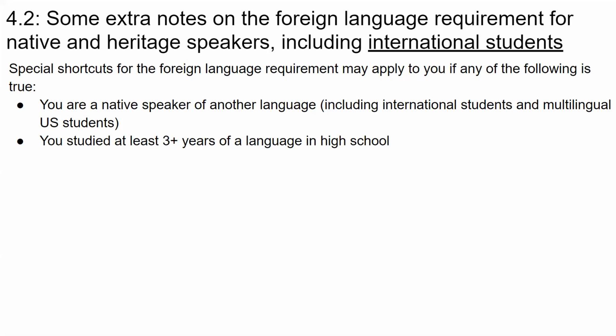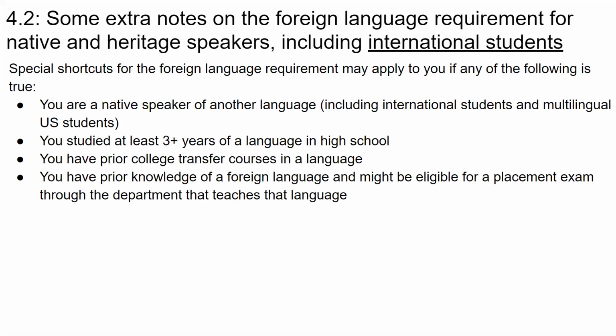If you studied at least 3 or more years of a language in high school, sometimes we can credit you for that. If you have prior college transfer courses in a language, those will transfer. You will likely already see those appearing in your progress check when you run the initial major and GE progress check for pre-global studies. If you don't and you know that you took some foreign language courses, definitely talk to us about it so we can see what's going on. Or if you have just prior knowledge of a foreign language for some other reason, you might be eligible for a placement exam through the department that teaches that language.